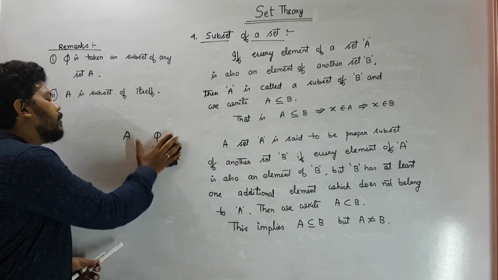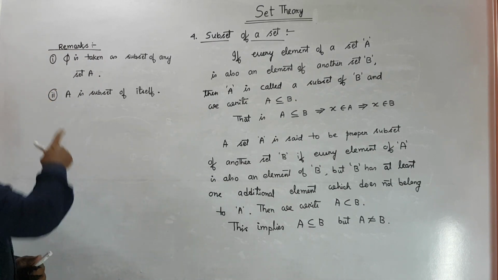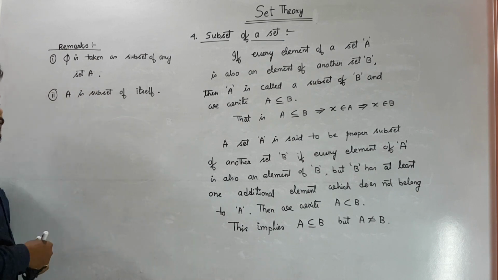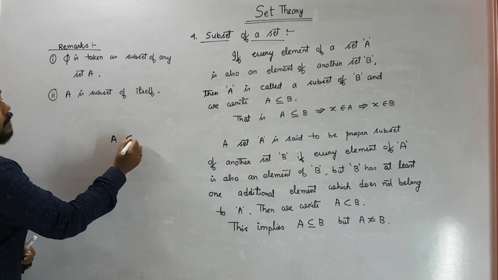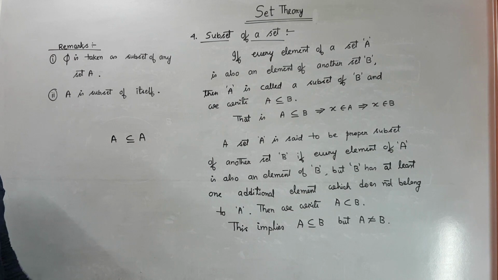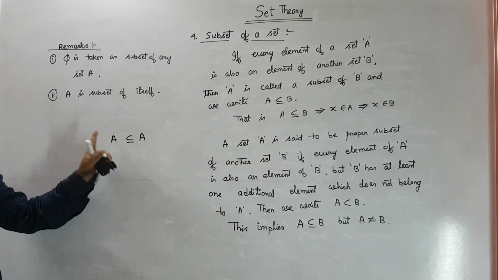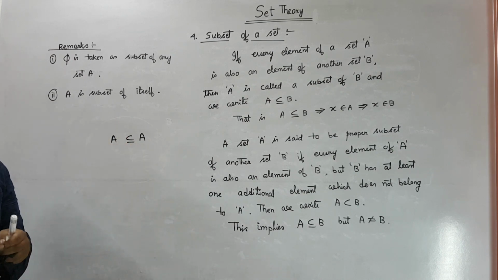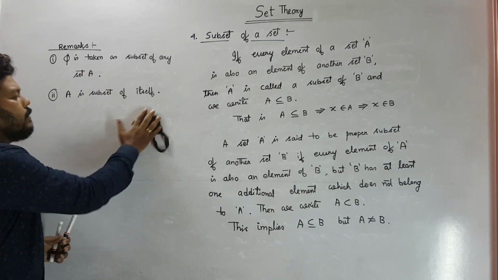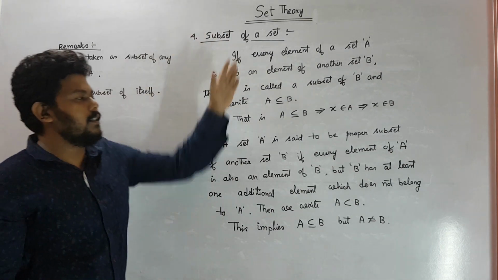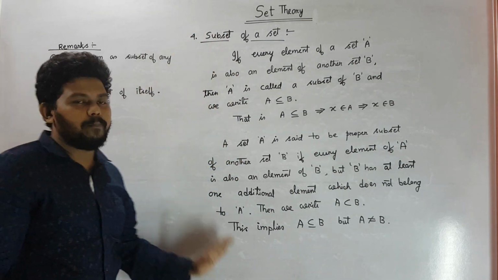Now phi is a subset of any set, and A is a subset of itself. We can write A is a subset of A. Now A and A are equal, so you can write A is a subset of itself. Okay, this is subset of a set. This is very important for this chapter.